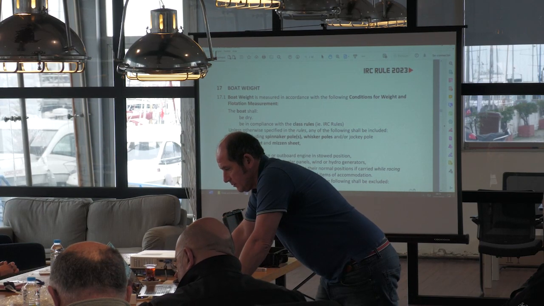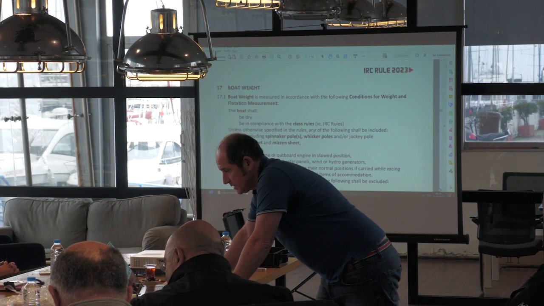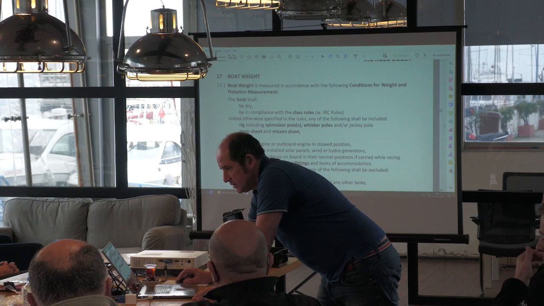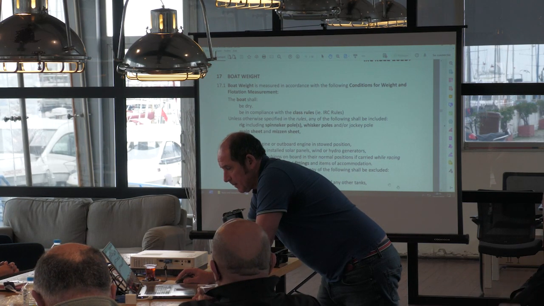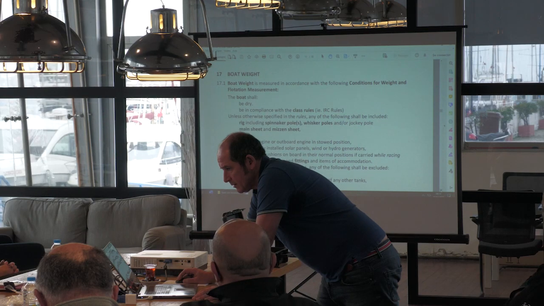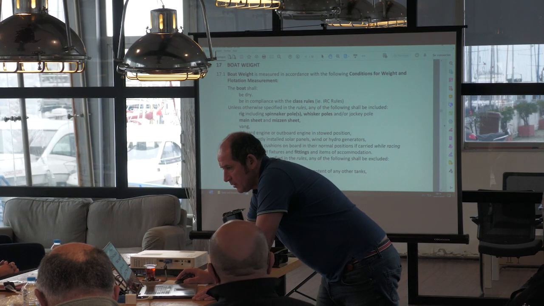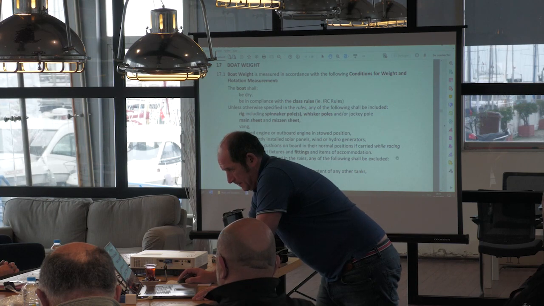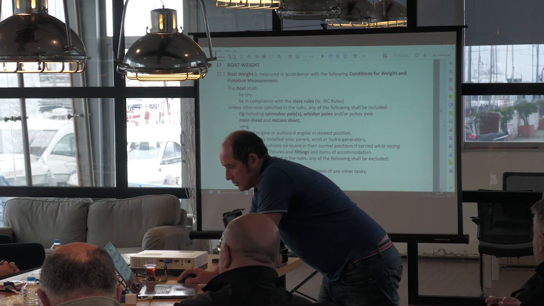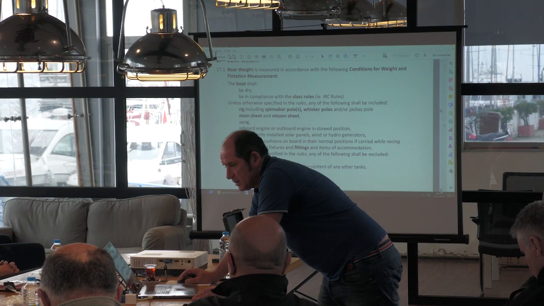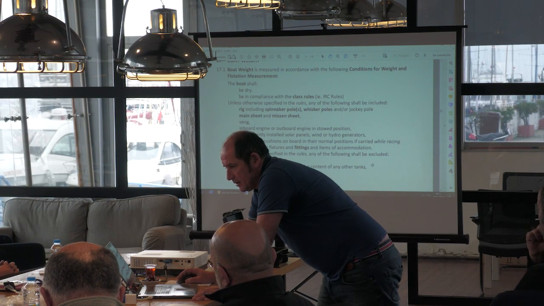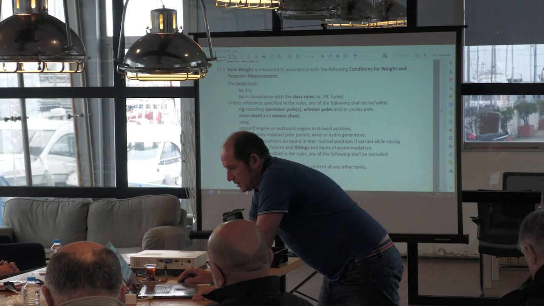Okay, so the rig, the spinnaker pole, with the pole if any, main sheet, mizzen sheet, and no other sheets. Inboard or outboard engine in installed position. When you find some permanently installed solar panels, wind or hydro generator. The berth cushions, if the yacht is racing with the cushions on board in their normal position, if carried while racing. Okay. All permanent fixtures and fittings and items of accommodation.